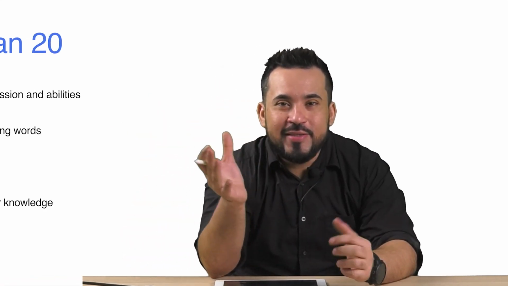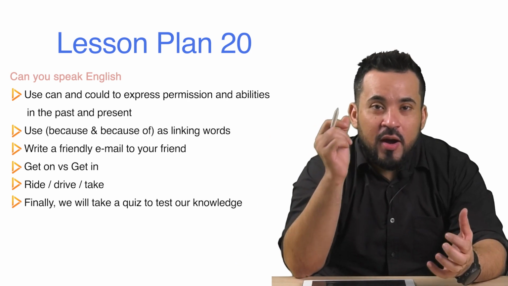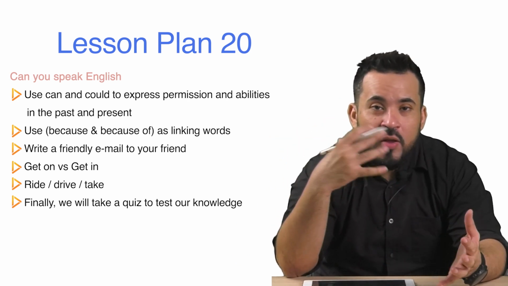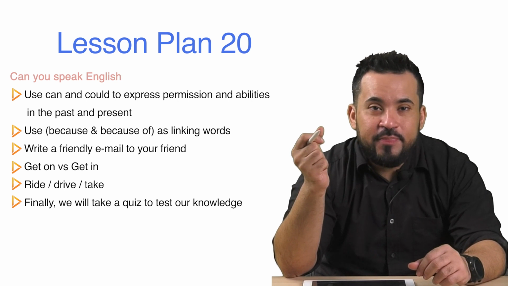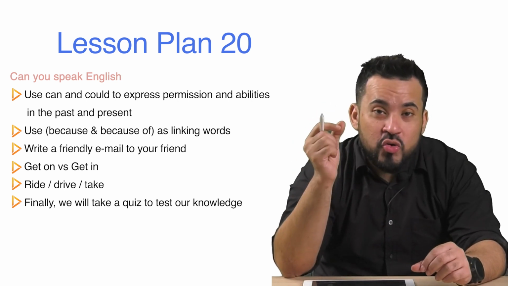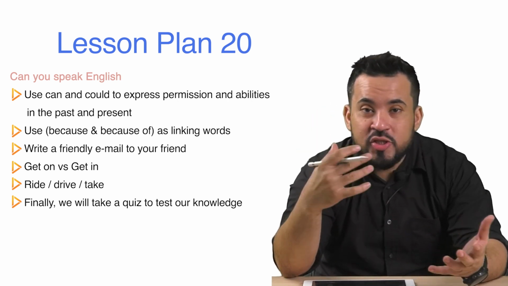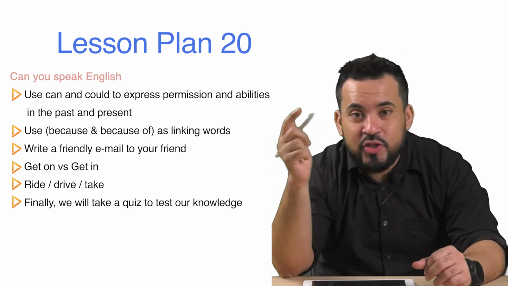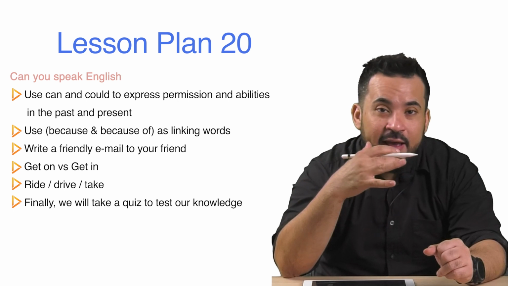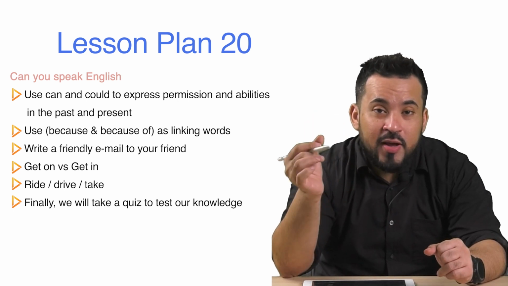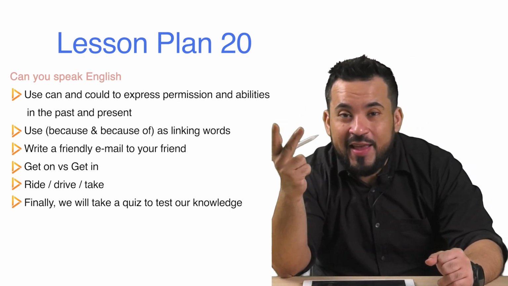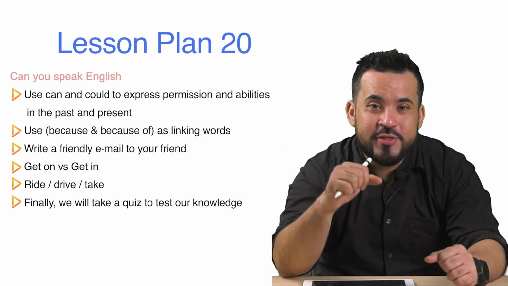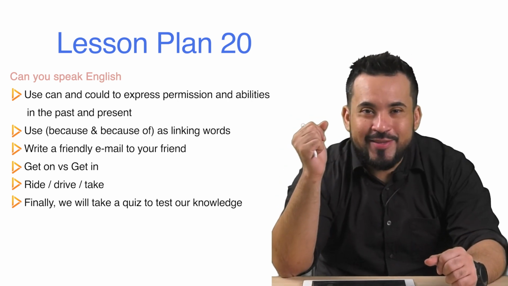Today we are going to talk about conjunction, because and because of. What are the differences and how to use them? We will also cover writing emails to a friend, informal emails, and we will take two phrasal verbs, get on and get in, plus ride, drive, take differences and when to use them. So let's get to it.